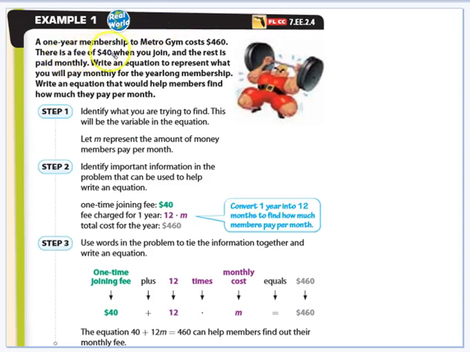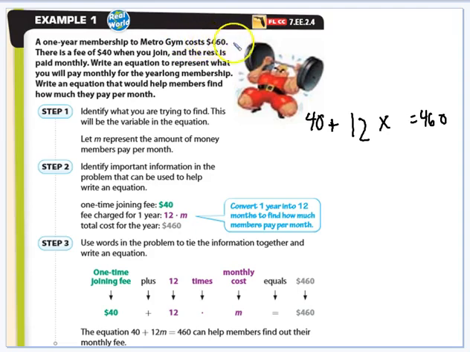Example 1, a one-year membership to Metro Gym costs $460. The whole entire thing costs $460, so we know it's going to equal $460, okay? There is a fee of $40 when you join, and the rest is paid monthly. So $40 when you first sign up, that is a one-time fee. Now we are adding that to however much, we don't know how much we're paying, but we know we are paying for 12 months. It is monthly. There are 12 months in a year. Do you see what I'm getting at?